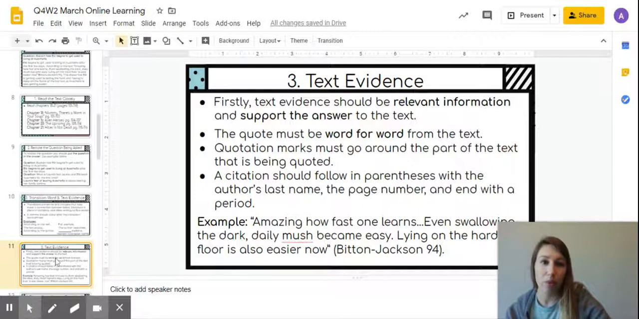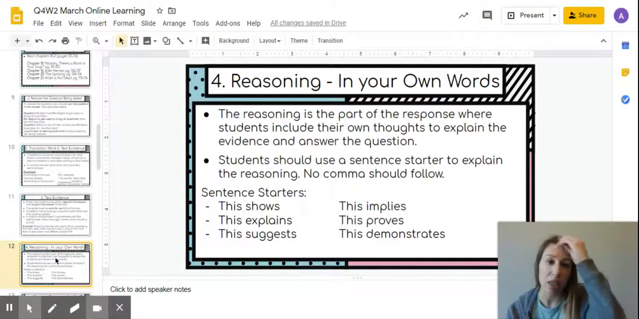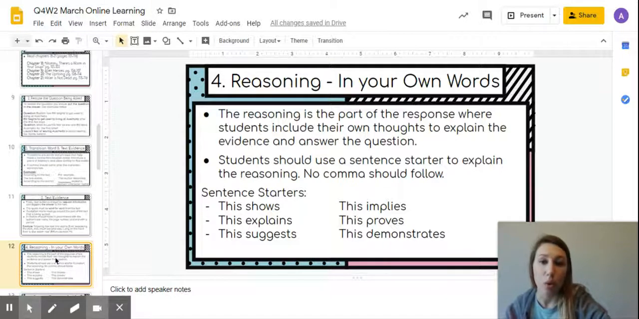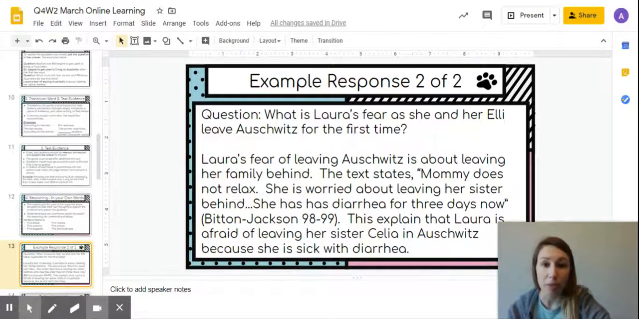So after you have your text evidence, that's where you need to include your reasoning, and it needs to be in your own words. So the reasoning is the part of the response where the students include their own thoughts to explain the evidence and answer the question. So students should use a sentence starter to explain that reasoning. And guys, remember, here is where you do not include a comma. So some sentence starters would be: this shows, this explains, this suggests, this implies, this proves, or this demonstrates. Okay? And then I have another sample response for you guys.